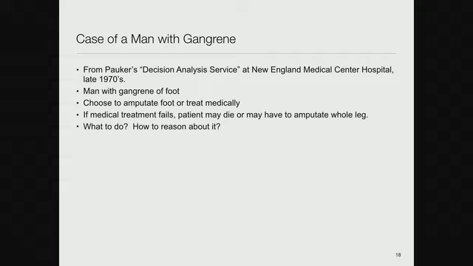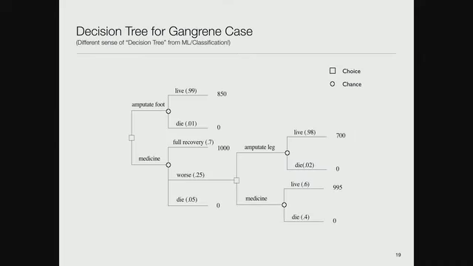And so the choice becomes a little more complicated, because if the medical treatment fails, then of course the patient may die. It's a bad outcome. Or you may have to now amputate the whole leg because the gangrene has spread from his foot up the leg, and now you're cutting off his leg. So what should you do, and how should you reason about this? So Pauker's staff came up with this decision tree. By the way, decision tree in this literature means something different from decision tree in, like, C4.5.